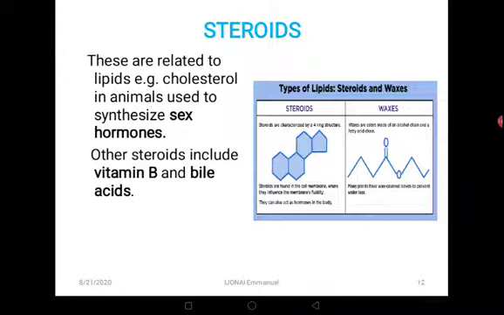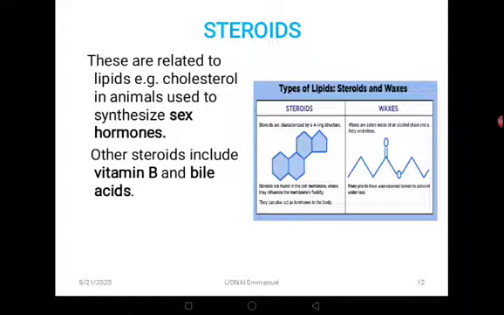Yeah. Then we have steroids. These are related to lipids, e.g. cholesterol in animals, used to synthesize sex hormones. Other steroids include vitamin B and bile acids. Steroids also have a structure close to the lipids. They have almost the same structure, but they are varied.